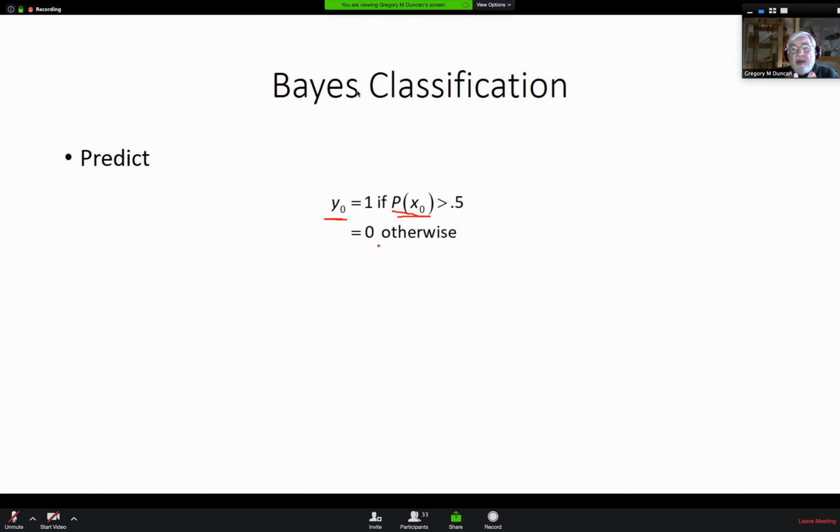Now, what do you do with the greater than 0.5, less than 0.5, or equal to 0.5? You could just as easily throw it into the other class.